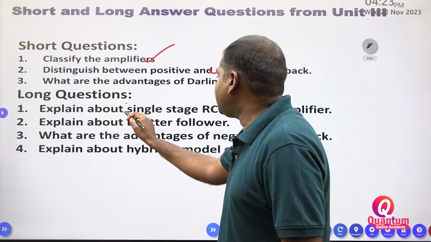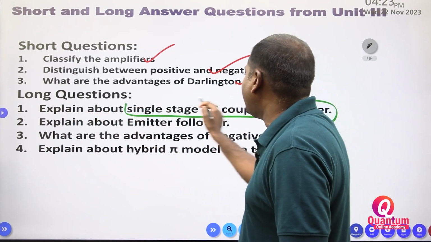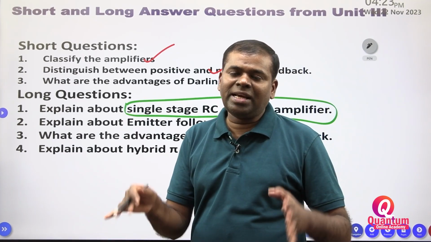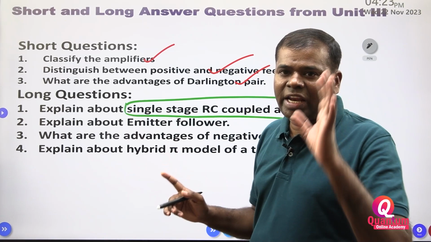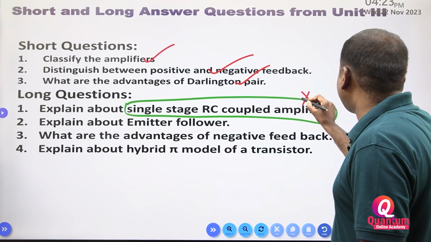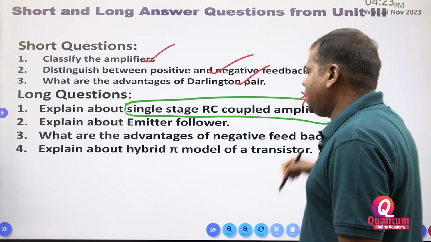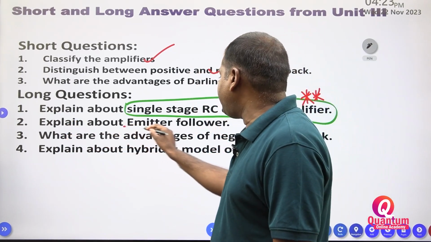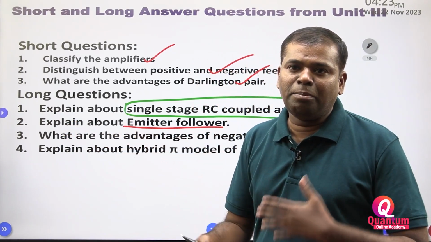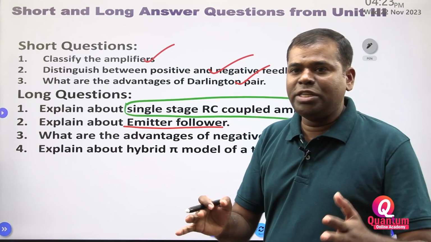Explain about the single stage RC coupled amplifier and their frequency responses, and analysis you have to explain about that. That is a very important question. Compulsory it will come in your theory examination. Explain about the emitter follower. This is also very important. Common emitter amplifier can act as an emitter follower.